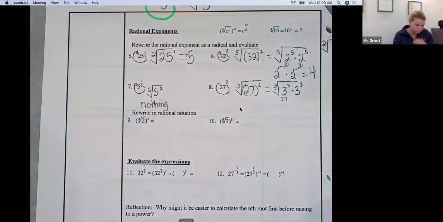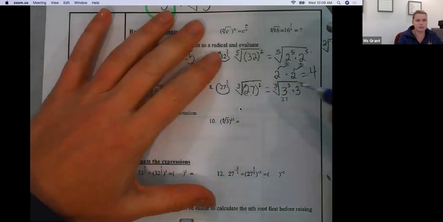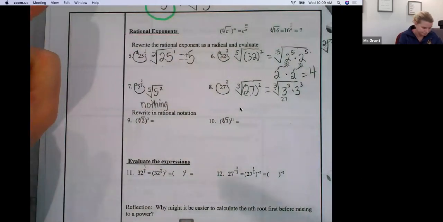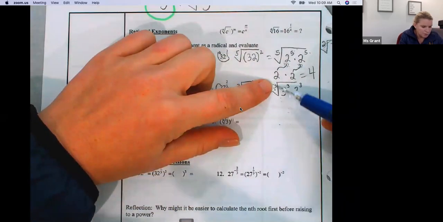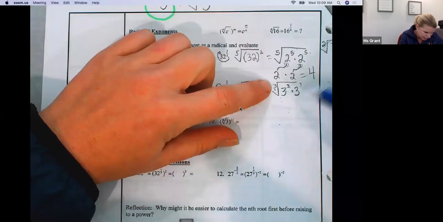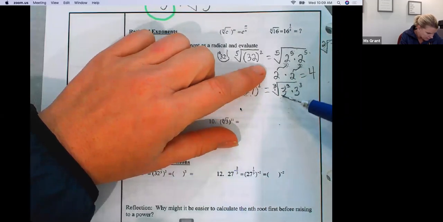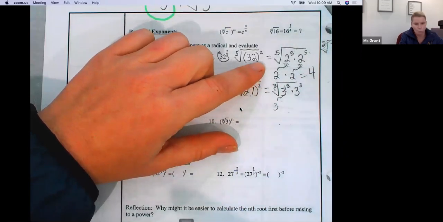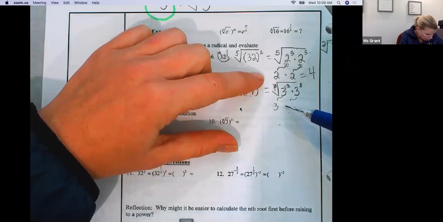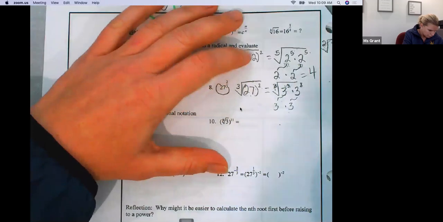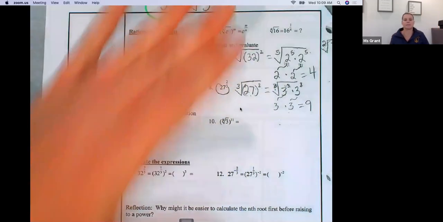Awesome. But look at all these threes. Don't get confused. There's a lot of threes. The cubed root of 3 cubed. These threes right here. Gone. Out comes a 3. The cubed root of this third. Out comes a 3. 3 times 3 equals 9.